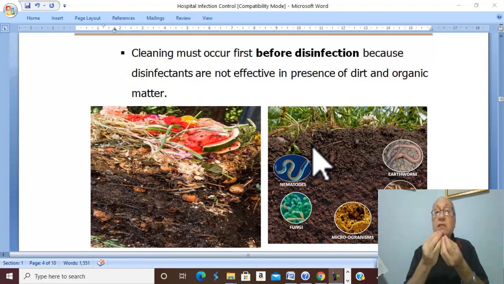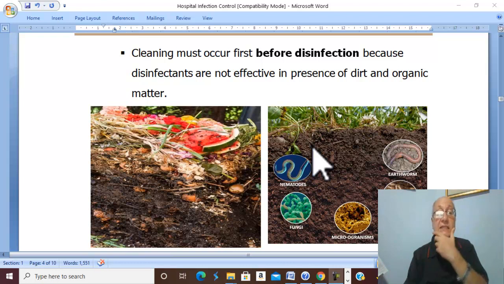Disinfection reduces the viable microorganism to acceptable level. And antiseptics. We should identify antiseptics. What are antiseptics? Antiseptics are topical disinfectants that can be safely applied to the epithelial tissues.